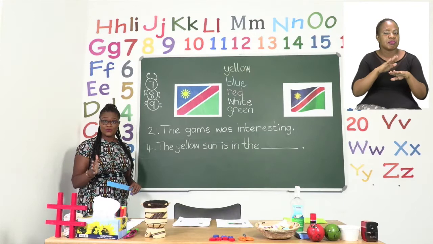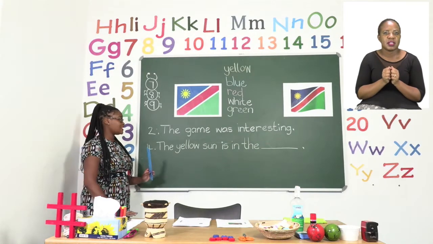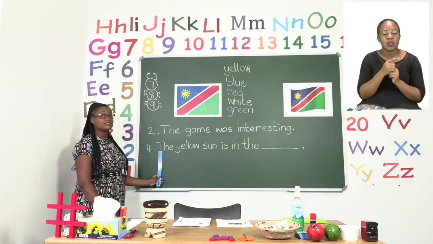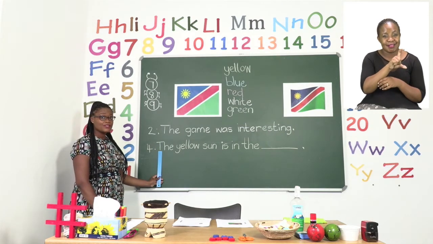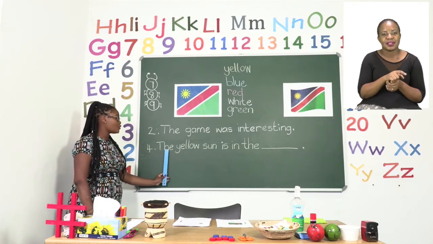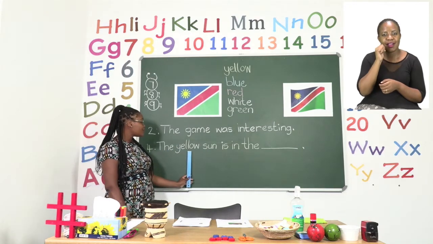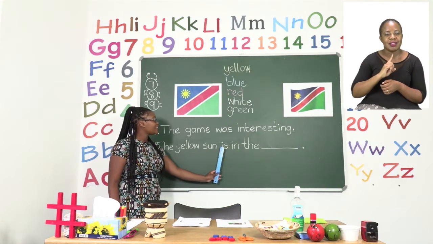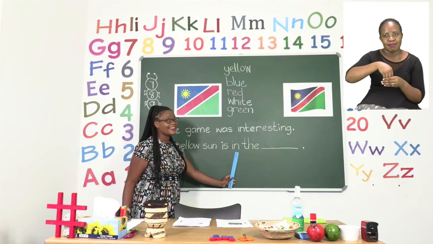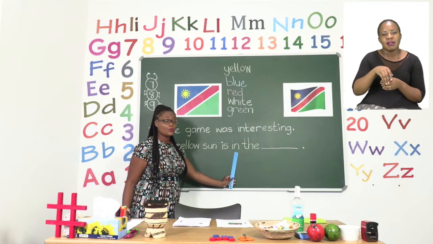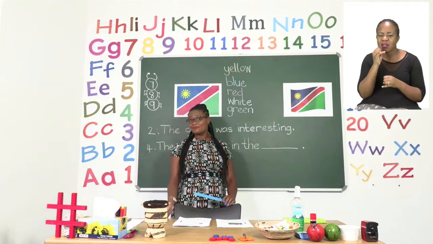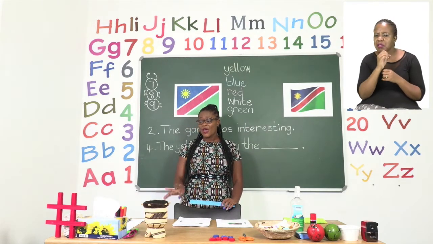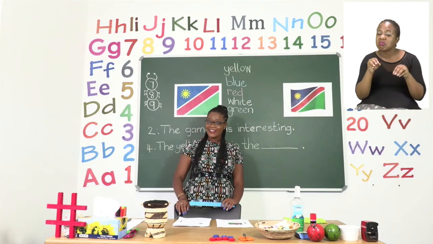So if you were following me before, we said that we started with a capital letter word and the letter is T. So our sentence says, the yellow sun is in. And then we have put the word the. The last word that is missing to complete our sentence, you are going to do by yourselves.